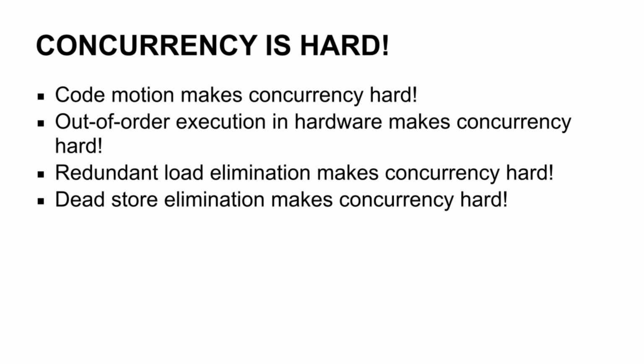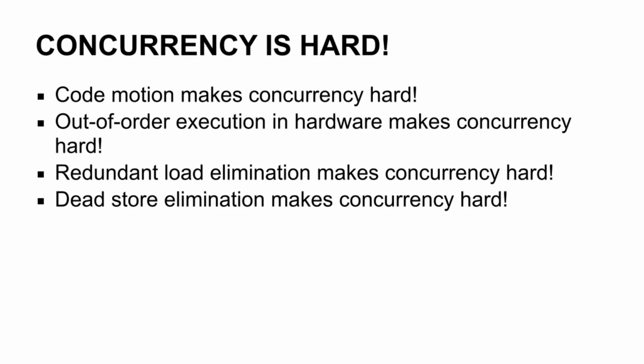And this can happen in the hardware too. There's actually out-of-order execution in the hardware, so that's just another form of code motion, and that makes concurrency hard. And the compiler can eliminate loads, so that values that we think we've loaded and we're going to see an update to won't be visible, and that makes concurrency hard.